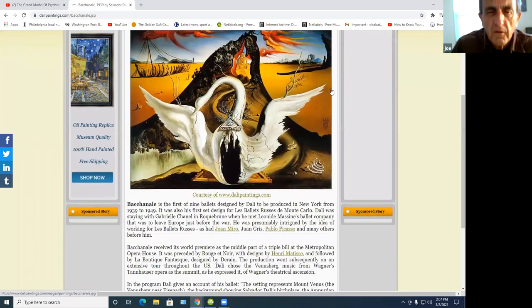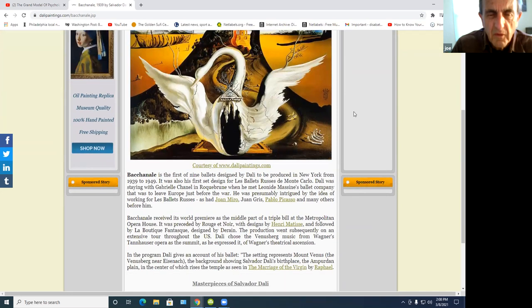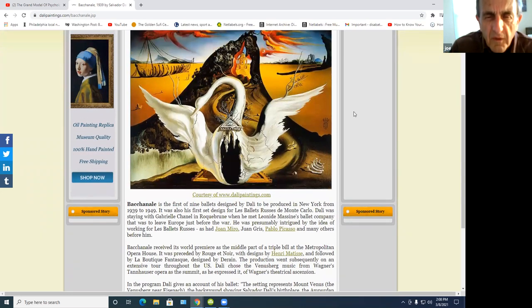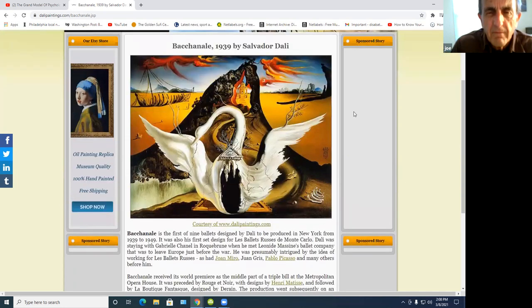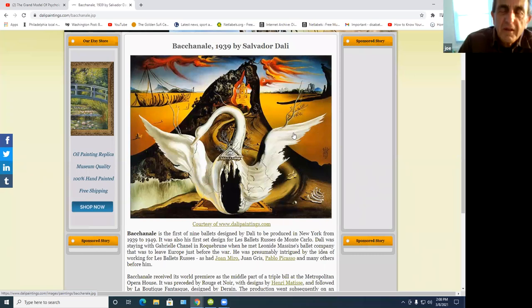Bacchanal, 1939. This was the first of nine ballets designed by Dali for New York. It was a set design. Bacchanal was a ballet, and I think this was probably one of the set pieces. So what is the Leda and the Swan reminds me of? So, you know, you're hit with this surreal image, and yet it's done with the finesse of a Renaissance master.